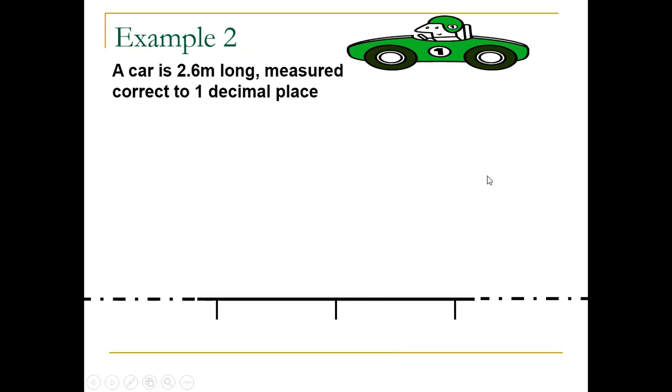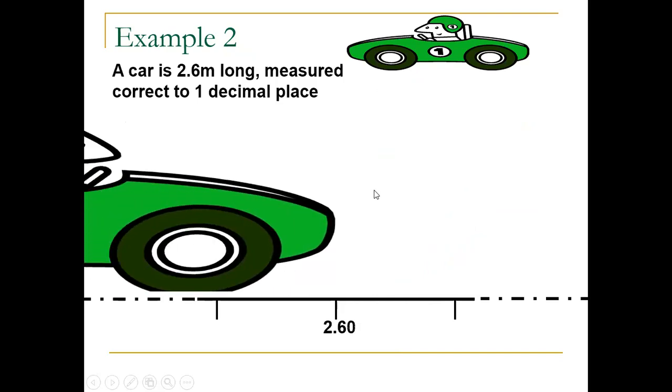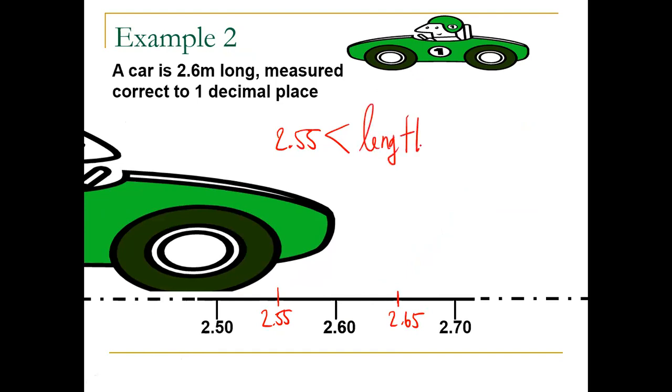Now 2.6. So how is 2.6? If it is 2.6 meter, it has to be 2.5 until 2.7, and then you pick the half of it. Half is 2.55, and next half is 2.65. This is called 2.55, and then the length of the car, and until 226.5, and this will be an equal sign.